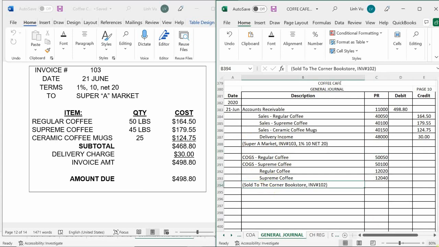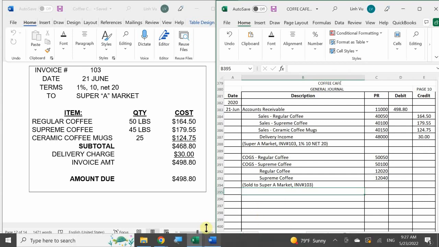Okay, so in this case, I'm going to clear this out here because we did not sell to the corner bookstore. We sold to Super A Market, invoice number 103. So we need to adjust our inventory because we have perpetual inventory. In this case, we know exactly how many pounds we sold of each coffee. So we're going to go to our inventory worksheet.